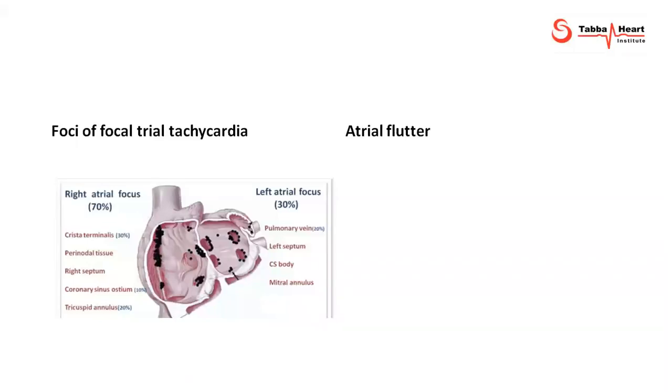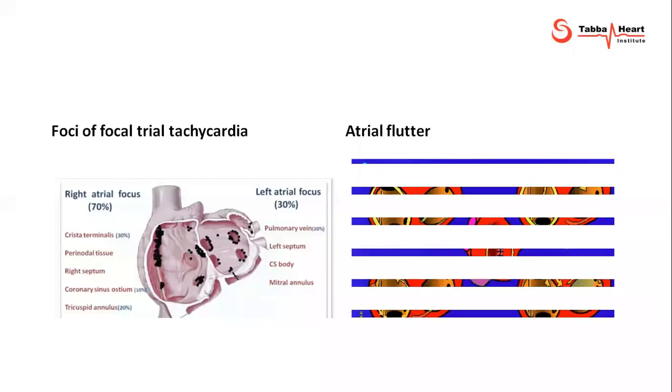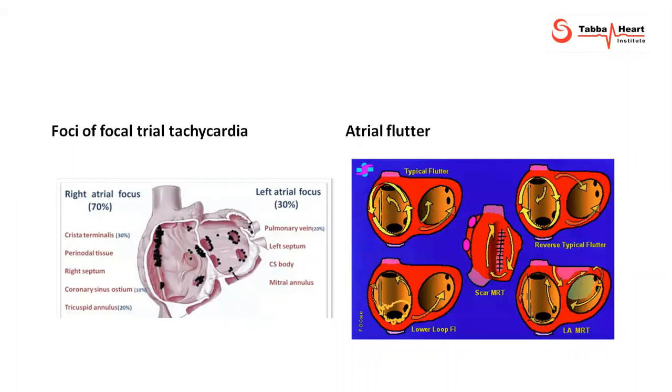Then when you talk about flutter, which is a macro reentrant atrial tachycardia, as the name says macro reentrant, it means there has to be an area of slow and fast conduction, so it has to be a circuit, and for a circuit there has to be slow and fast. So atrial flutters that are right-sided, the common flutters, which are called classic flutters, which give a sawtooth appearance, have a re-entry around the tricuspid valve, right? Around the right-sided tricuspid valve, they can have re-entry in one direction or the other.